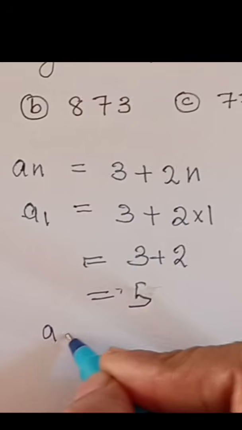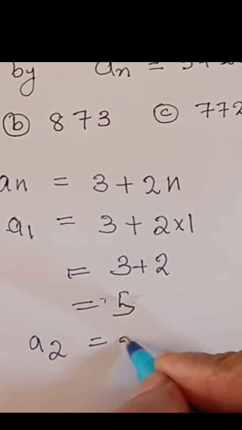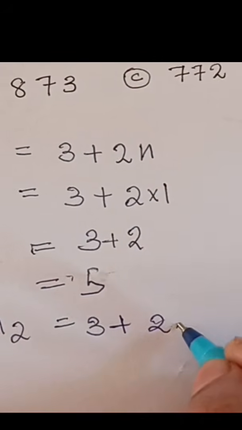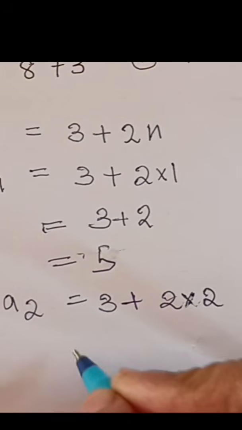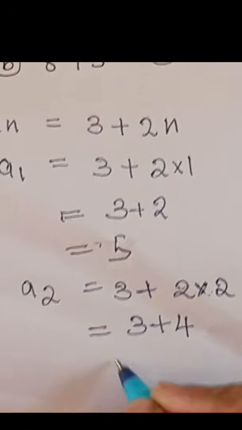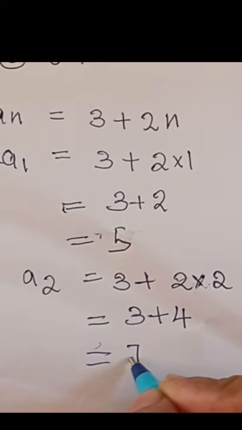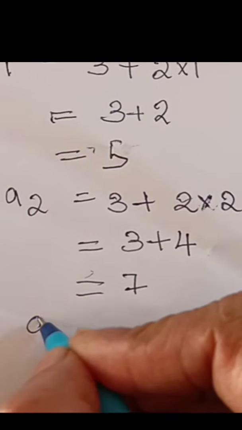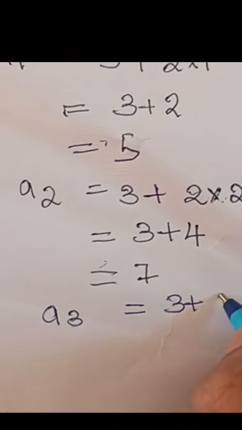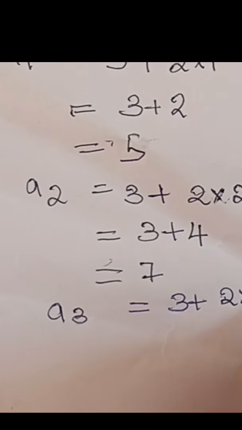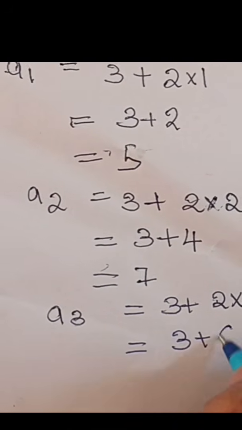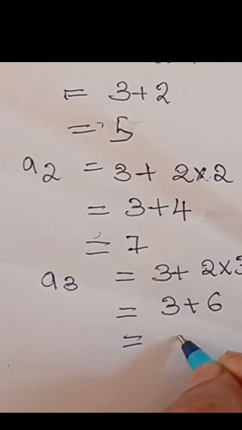Then A2 is equal to 3 plus, in place of n we have to put 2. So 2 into 2, which is equal to 3 plus 4, which is equal to 7. Then similarly A3 is equal to 3 plus 2 into 3, which is equal to 3 plus 6, which is equal to 9.